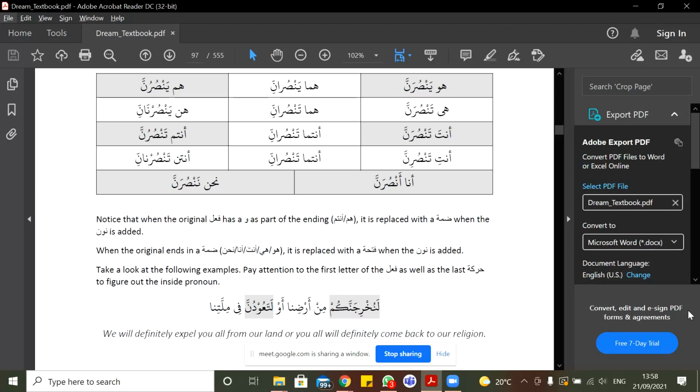Very good. So is that clear to everyone, right? And now translate, please. Okay, so when there's a noon at-tawkid, it turns into a future tense. So it will be like we will definitely, or we will absolutely expel all of you from. Exactly. From. Okay, stop here.